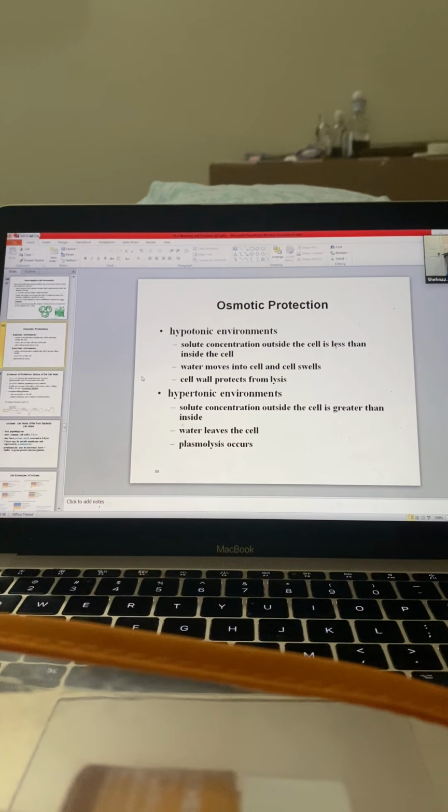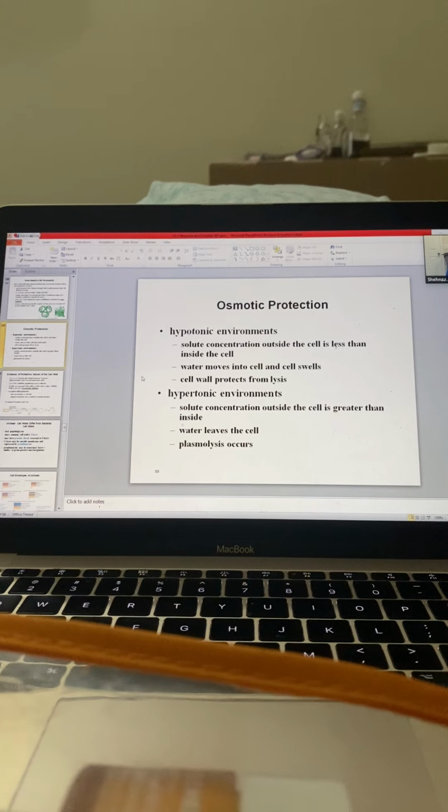So what would be isotonic for your bacteria changes from different bacteria, but most of the bacteria that we deal with in or near our body, their isotonic environment is between 0.5 to 1% sodium chloride. And that is why, when we say saline solution, saline is 0.85% NaCl, and that is isotonic.